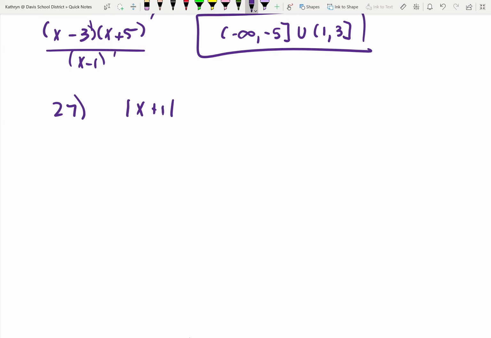What is the correct first step? Remember, when you have an absolute value, step 1 is always to get it alone. So you just go absolute value of x plus 1 is less than 7. Look at the options. It's option A.